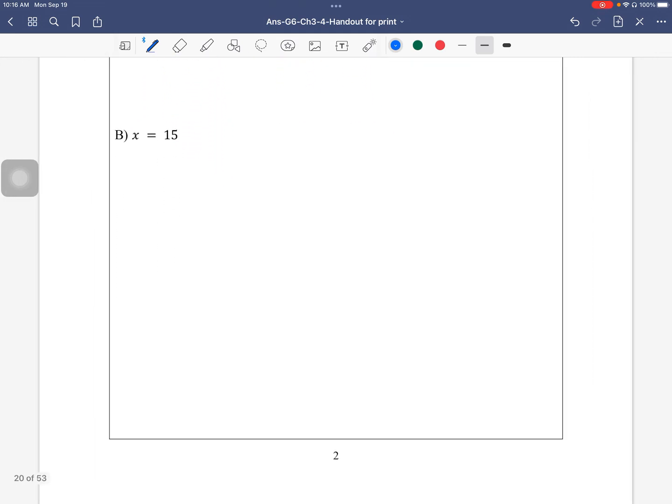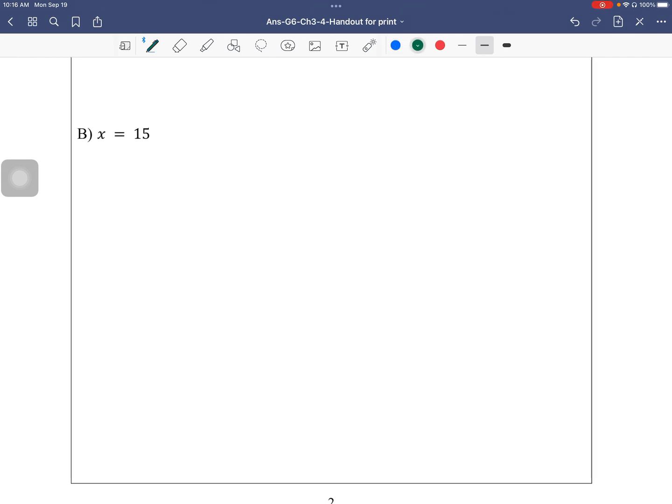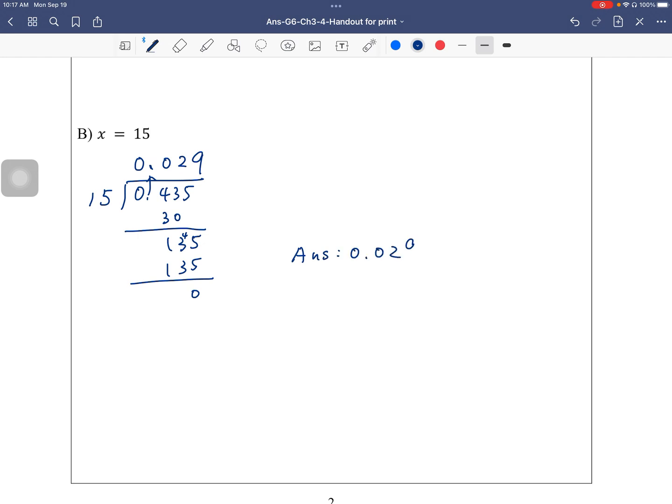And then I want to do 0.435 divided by 15. Directly place the decimal point on top, 0.0, and then I get 2, 30, 135, 9, 13. So here this is 0.029. Okay?